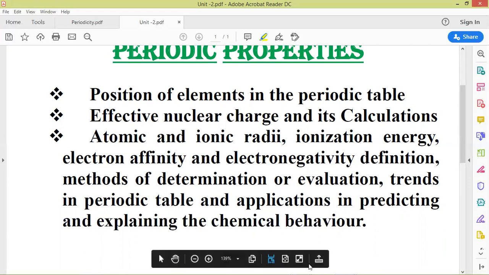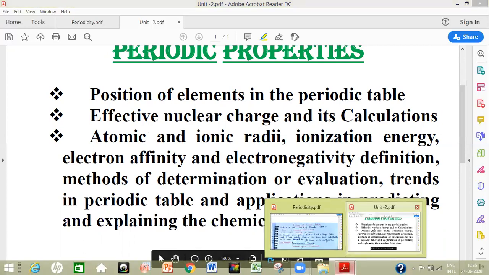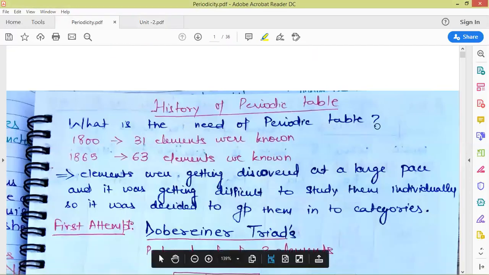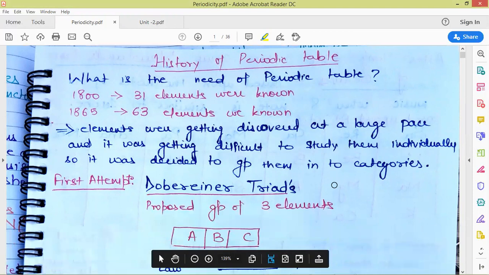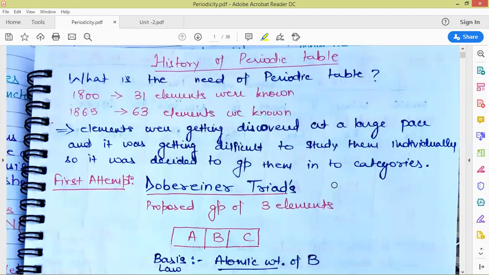So in the first video, this is our first video for this chapter, we'll be starting with the history of the periodic table. I would like to start with the very basics, that is, the history of the periodic table, how the periodic table came into being. So the first question is, what is the need of the periodic table?